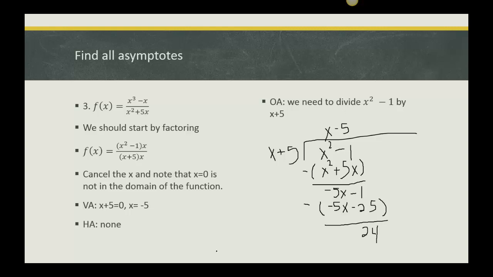This is my oblique. So let's write it over here so we can see it. Oblique asymptote: y equals x minus 5. And I'm just going to square it off so it doesn't get lost.